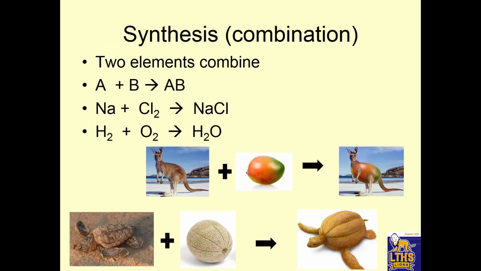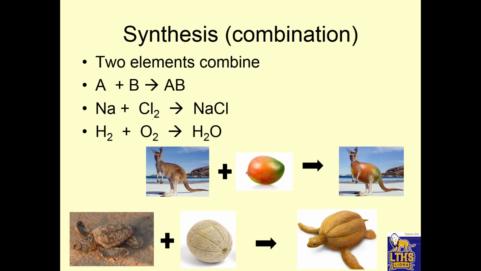So what is synthesis? Whenever you synthesize something, you make it. What gets made? A compound out of 2 elements. Like the kangaroo and the mango make the mangaroo. The turtle and the cantaloupe make the turtleope. Sodium and chlorine make sodium chloride.